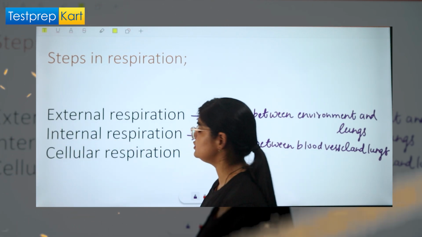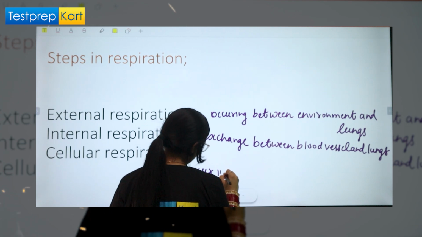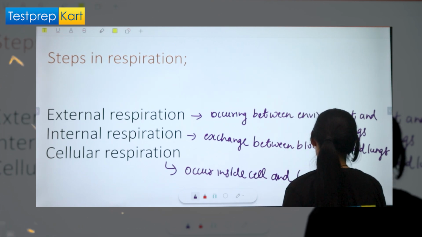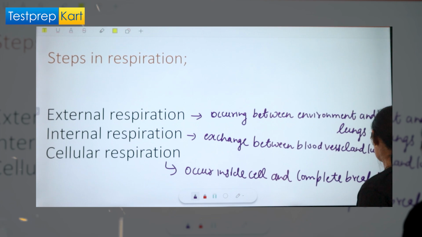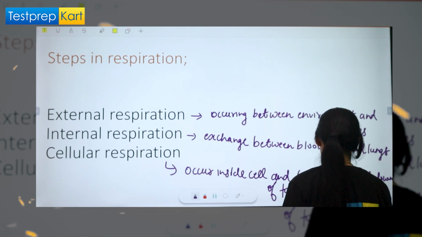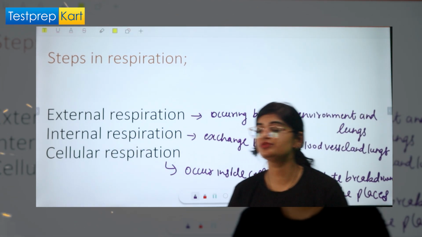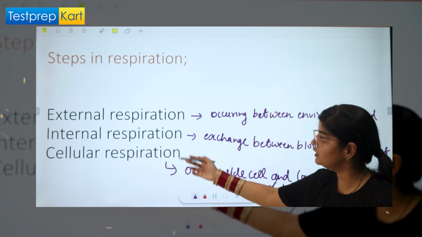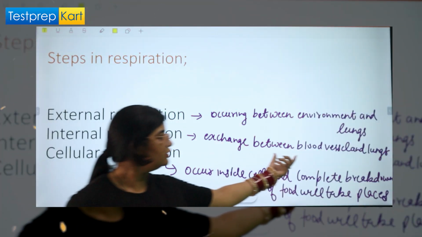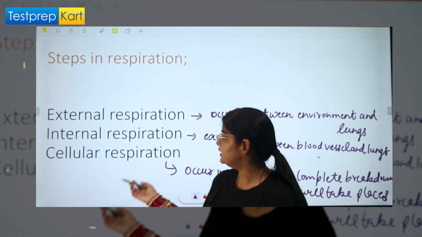Now we talk about cellular respiration. Cellular respiration we have already discussed earlier. Cellular respiration will occur inside the cell and complete breakdown of food will take place. So these are basically the steps in respiration, right? External respiration, where we are taking oxygen from the outside environment towards our lungs. Internal respiration is occurring inside our body at the lung side, where the oxygen which we have inhaled is carried by the help of blood vessels to the various body tissues, right? So here exchange is occurring between blood vessel and the lungs. And then is the cellular respiration.